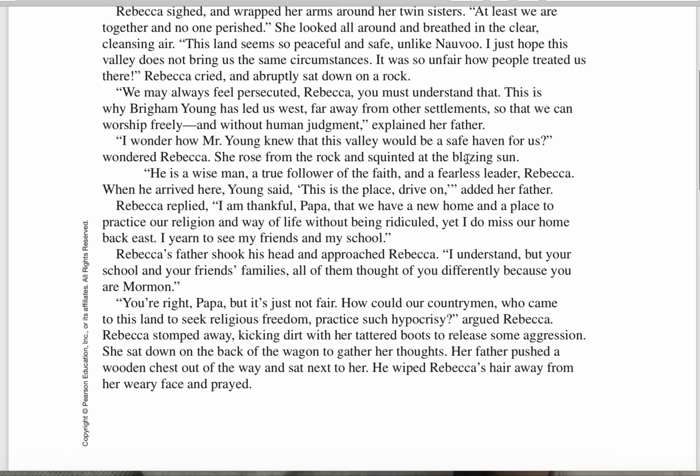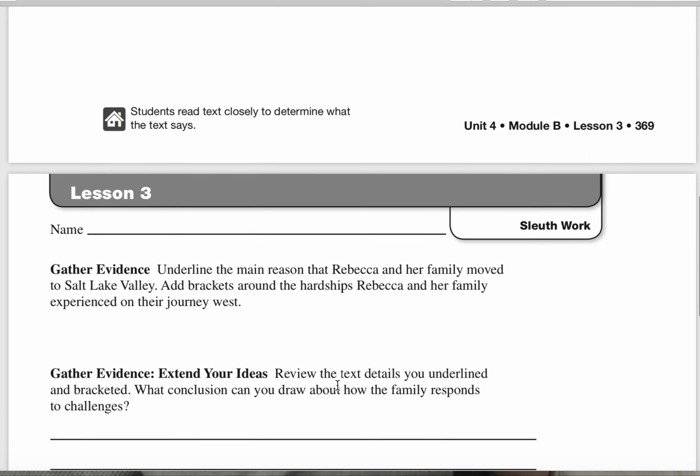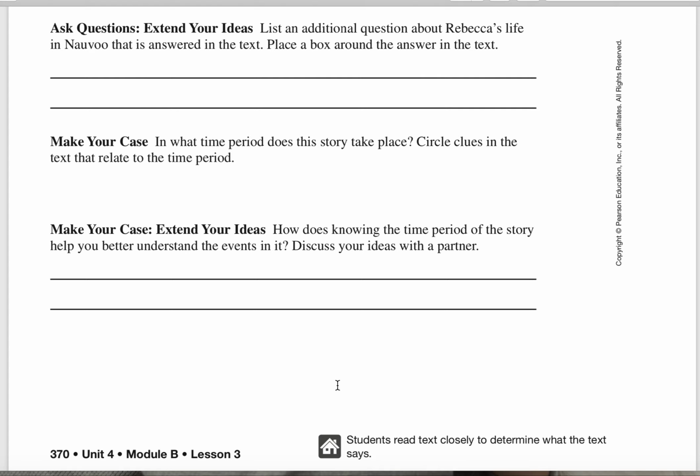Some other things that I noticed down at the bottom, it says, Rebecca stomped away, kicking dirt with her tattered boots to release some aggression. She sat down on the back of the wagon to gather her thoughts. How do we travel today? I would say it's safe to assume none of us travel by wagon. So her father pushed a wooden chest out of the way and sat next to her. He wiped Rebecca's hair from her weary face and prayed. So they traveled a long, arduous, or difficult journey, and they traveled in a wagon. So that tells me some big things about where or when this took place. This would be the time of probably like the Oregon Trail, or when people were moving west in the 1800s, would be my guess.